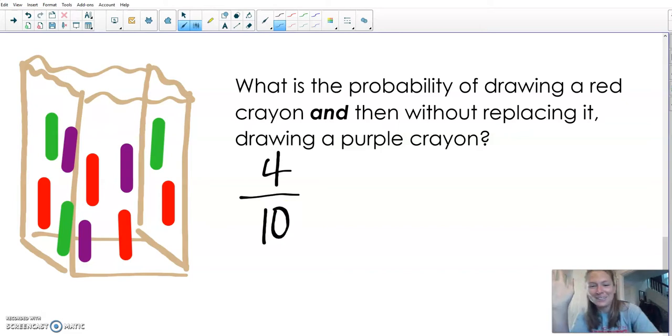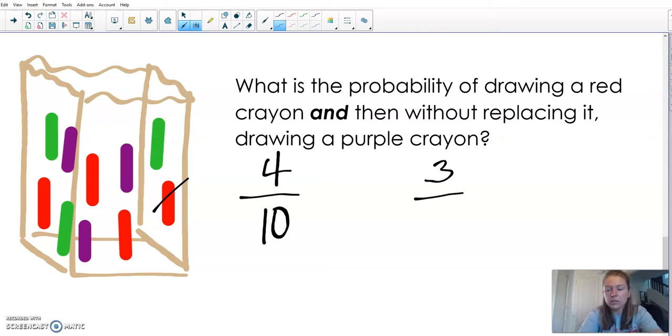That was the best I could do. And then without replacing the red crayon, drawing a purple crayon. Well, how many purples are there? There are 3. Now this is tricky. We didn't put the red back, so let's just pretend we took 1 out. Okay? How many are we left with?